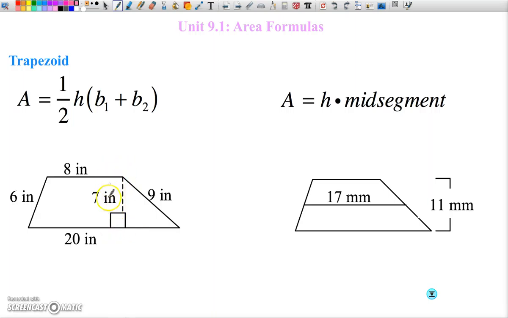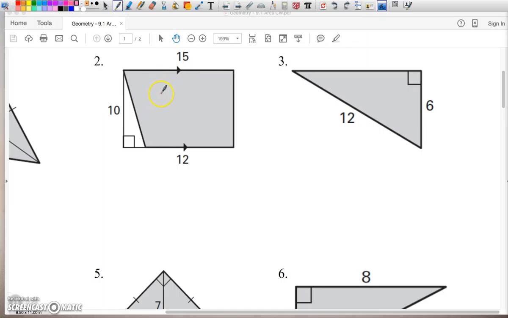and your height always connects your bases, and in a trapezoid, your bases are your parallel sides, so the 8 and the 20. The example that I want you to do from what I gave you in class is number 2. And you'll notice that here are our parallel sides. Remember, your triangles here mean parallel. So this could be base 1 and this could be base 2. Out here is your height.